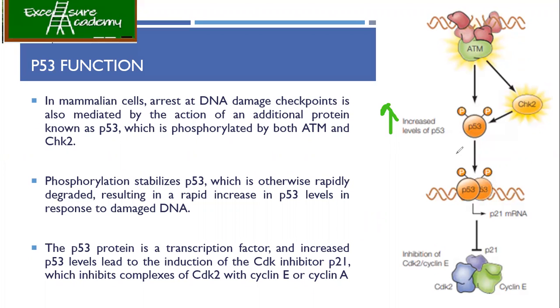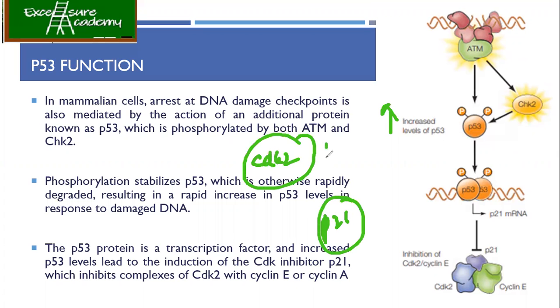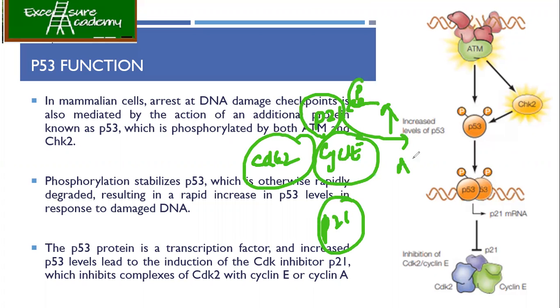Now, P53 is a transcription factor and the increase in its level leads to the induction of the CDK inhibitor P21, which inhibits the complex of CDK2 and cyclin E or cyclin A. Remember the CDK inhibitor P21 action? So we had CDK2 and we have cyclin E, and P21 was inhibiting that. It gets phosphorylated, then this has been removed with the help of the APC.